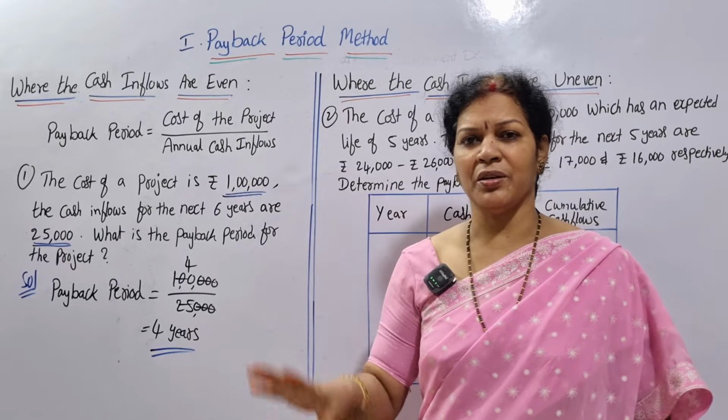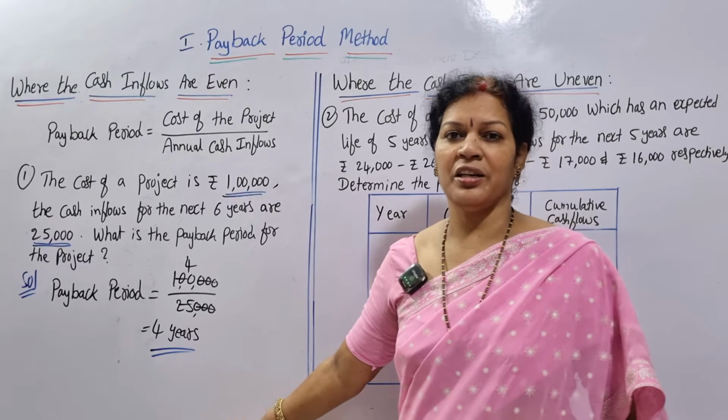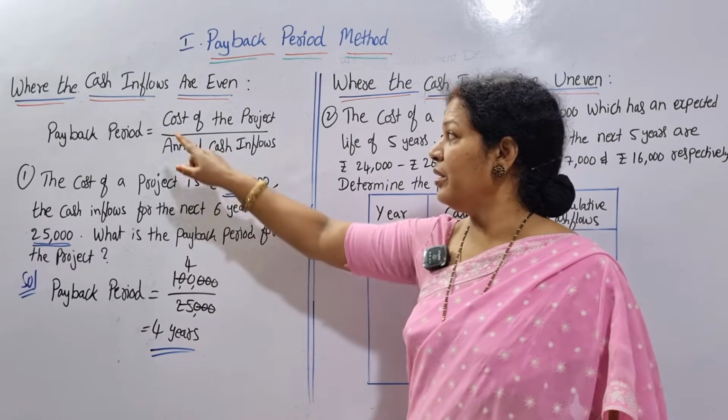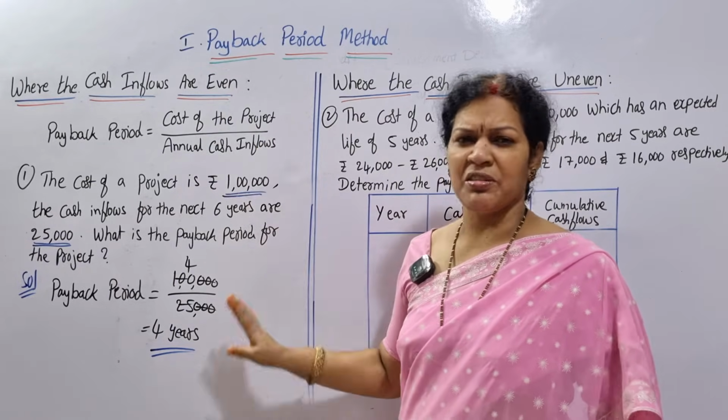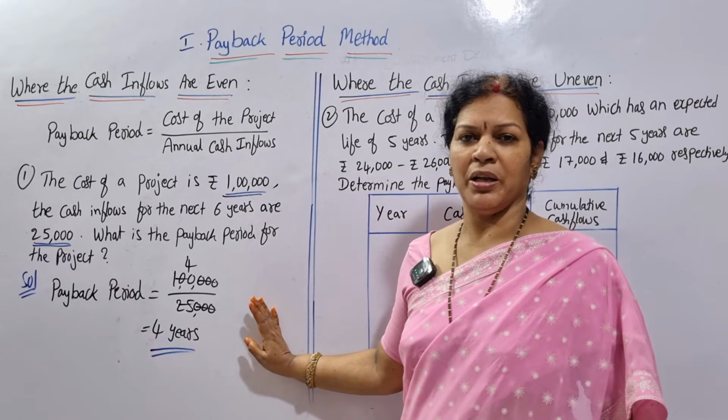Anyway, we'll go in depth into each and every topic in the coming classes. Right now, you are having an initial understanding, right? When inflows are even, the same inflow, 25,000 every year, then go for this formula.